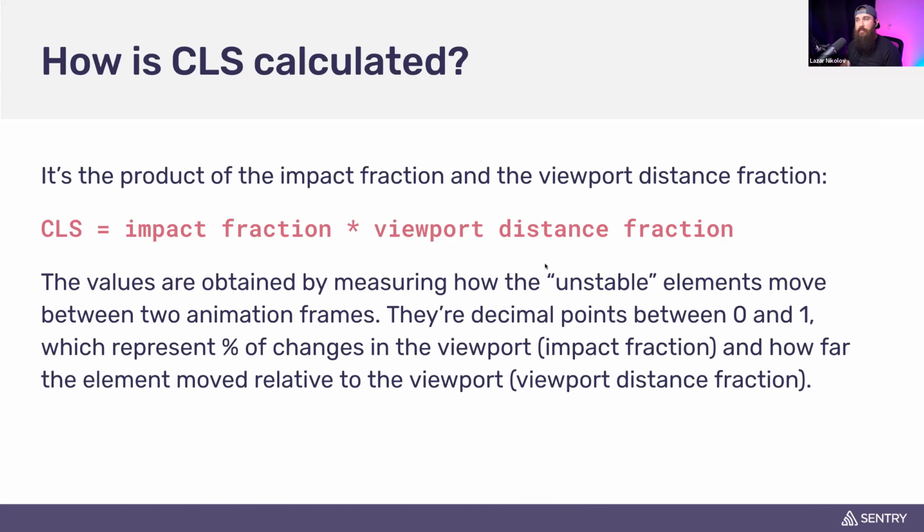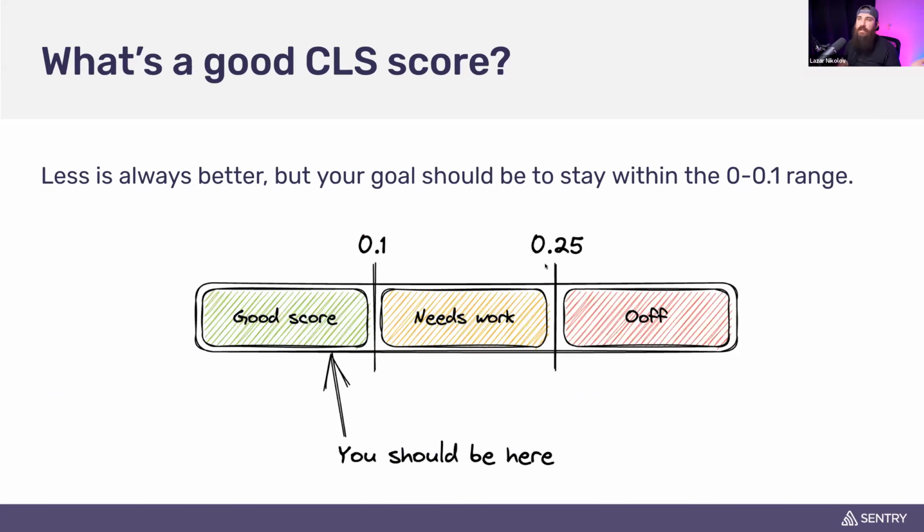But what's important to know, what is a good CLS score? Less is always better, but your goal should be to stay within the 0.0 to 0.1 range, okay? So that is a good score. From 0.1 to 0.25, it needs work. And above 0.25, I just named it oof, because we're going to talk about that. It definitely needs a lot of work.